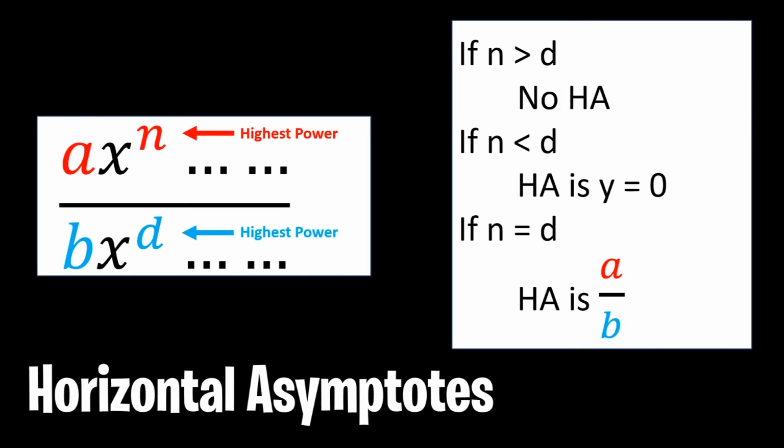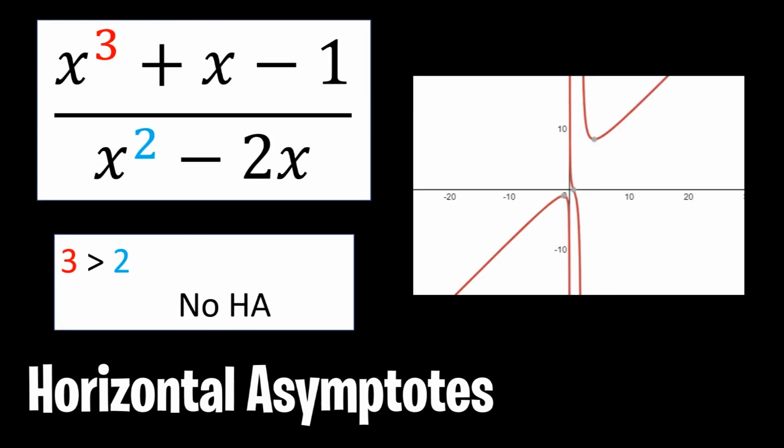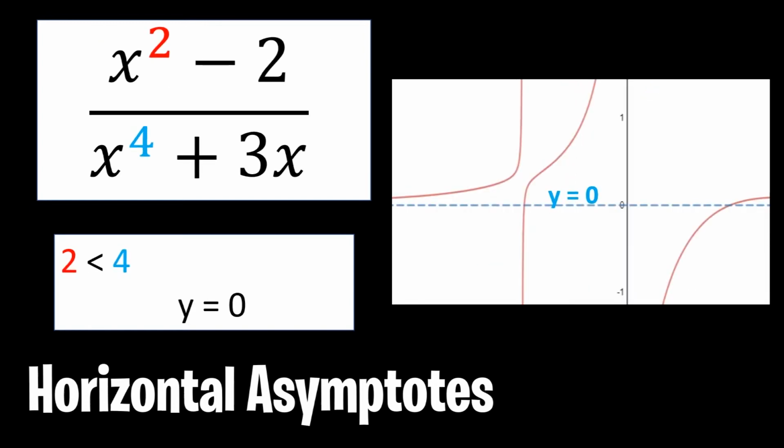Now, how to find horizontal asymptotes is completely different. So what we need to do is find my highest power in the numerator and my highest power in the denominator. In the numerator, let me call that highest power n, and the denominator, let me call that highest power d. Now, if my highest power in my numerator is greater than the highest power in the denominator, as you see here in this chart, I will not have a horizontal asymptote.